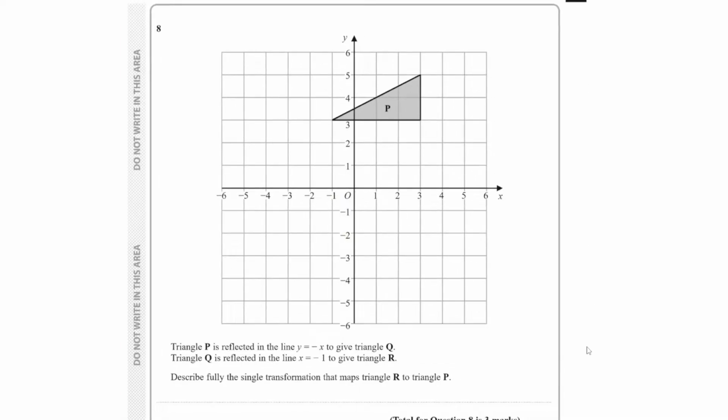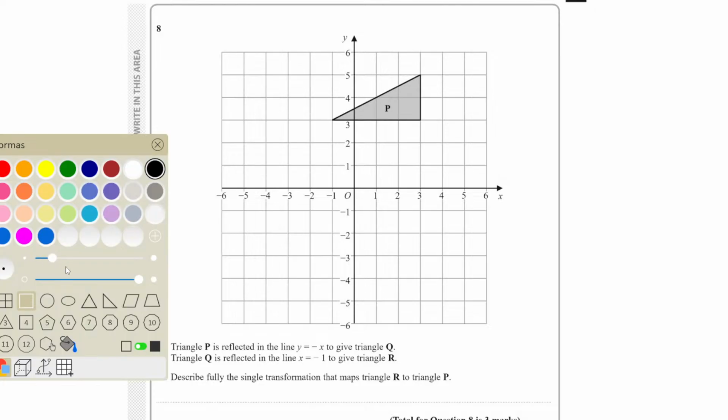Question 8: Triangle P is reflected in the line y equals minus x to give triangle Q. Triangle Q is reflected in the line x equals minus 1 to give triangle R. Describe fully the single transformation that maps R to P. So also double check which way round it is. So I'm going to draw out what has happened.